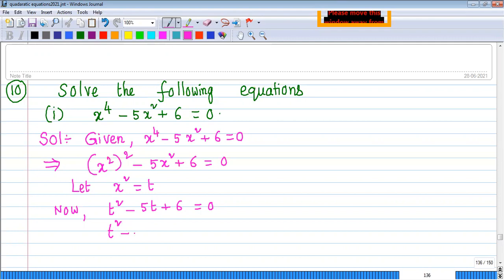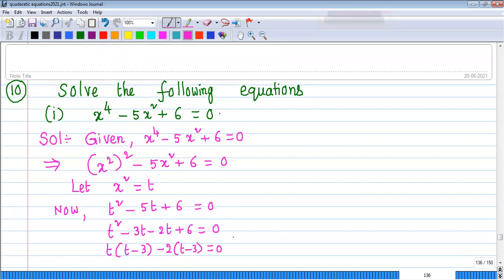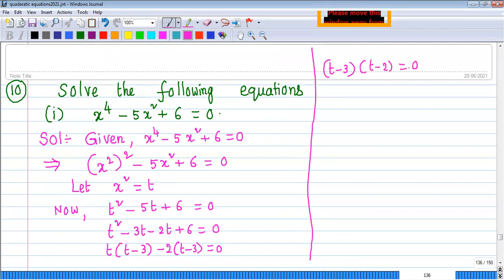t square minus 3t minus 2t plus 6 equals 0. So take t common, we have t minus 3; minus 2 common, t minus 3 equals 0. So now t minus 3 common, we have t minus 2 equals 0. We get two cases: t minus 3 is equal to 0, t minus 2 is equal to 0. t equals 3 and t is equal to 2.